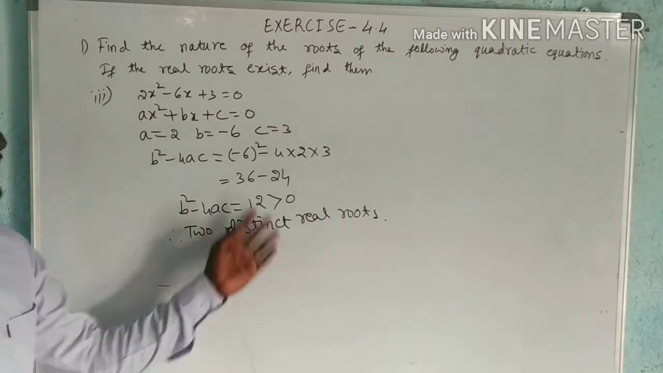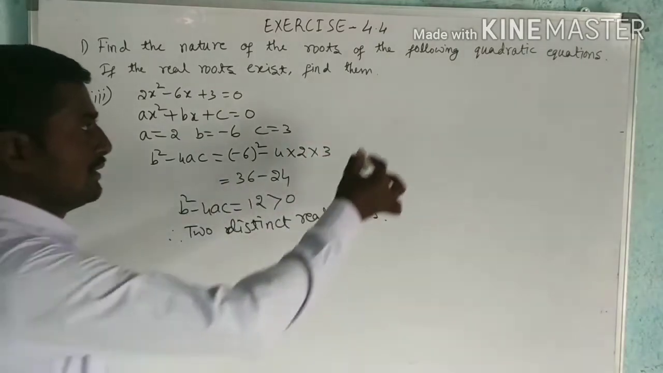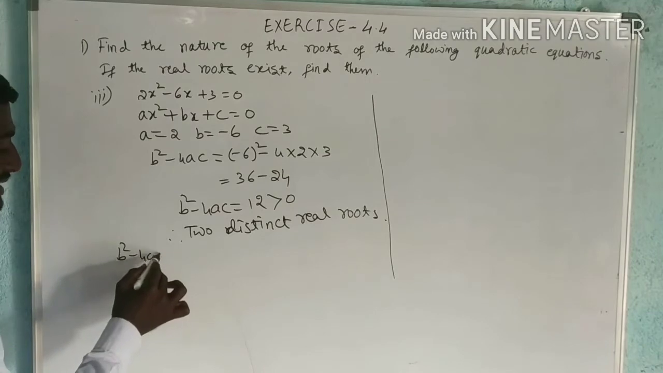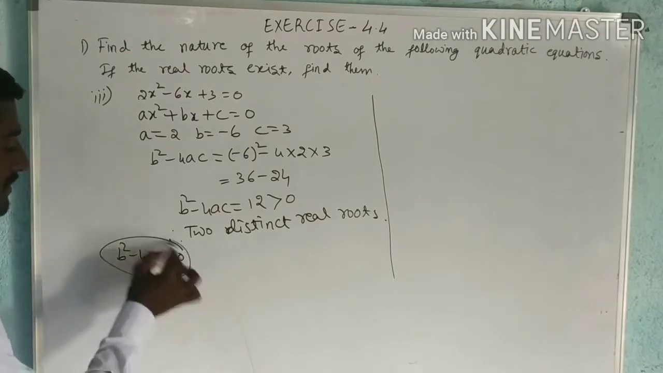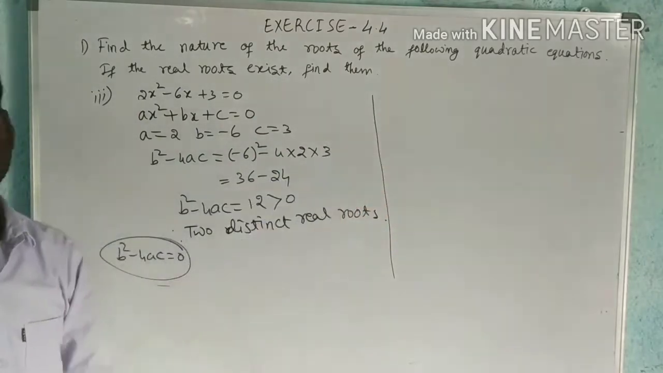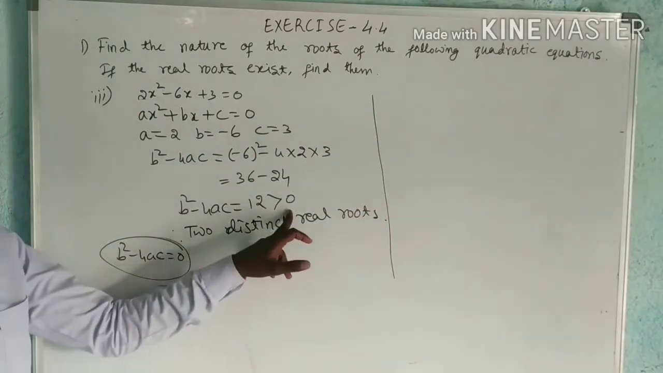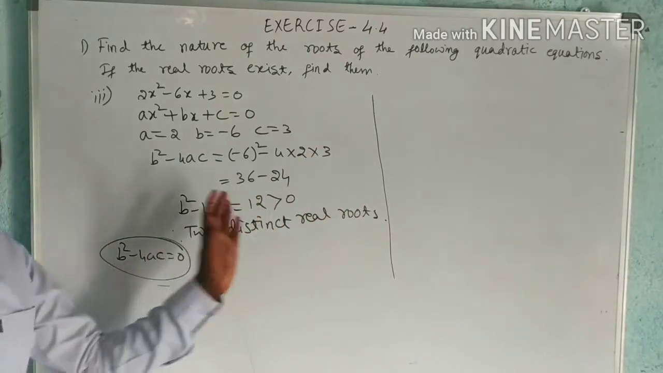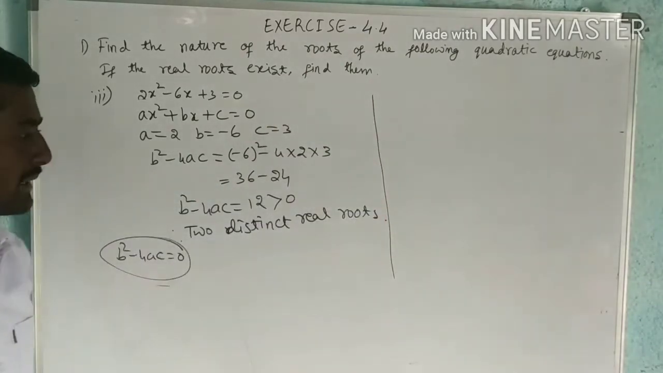Now we have to find them. In the last problem, the b² − 4ac term was equal to 0, so the roots were −b/2a, −b/2a. But here it is greater than 0, so I cannot take −b/2a again. If it were equal to 0, then I can take directly −b/2a.